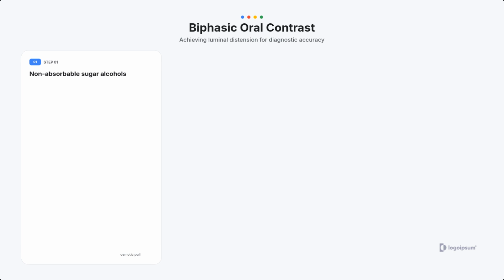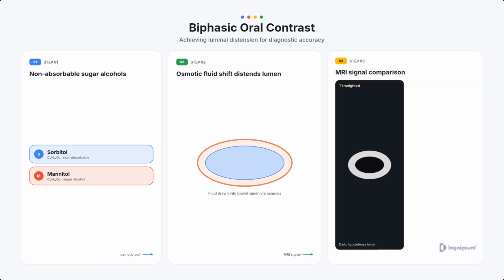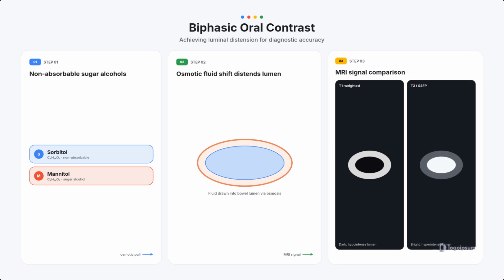For our technologist community, achieving adequate luminal distension is crucial for diagnostic accuracy. Biphasic oral contrast agents contain non-absorbable sugar alcohols like sorbitol or mannitol that draw fluid into the lumen via osmosis. This yields a dark, hypointense T1 lumen and a bright, hyperintense T2 lumen on steady-state free precession sequences, creating sharp contrast against the enhancing bowel wall.